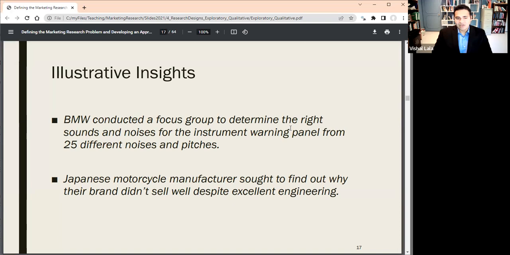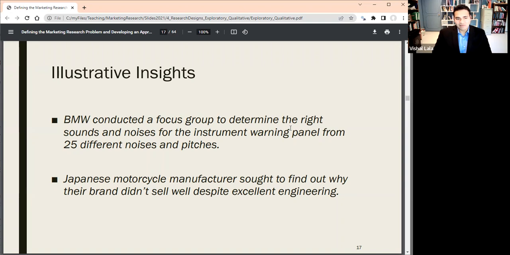In another study, a Japanese motorcycle manufacturer was curious to understand why their brands of motorcycles weren't selling despite being well engineered. So they decided to ask the customer. They got a couple of consumers in a room and had them discuss what excites them about motorcycles. What they learned from the interviews was that all the focus group interviewees believed this motorcycle brand had excellent engineering. There were no complaints about the quality of workmanship of the motorcycles.